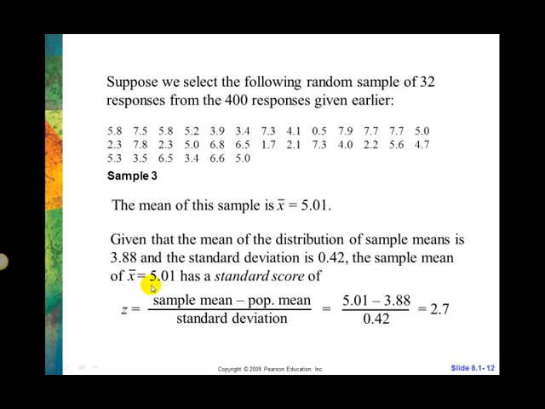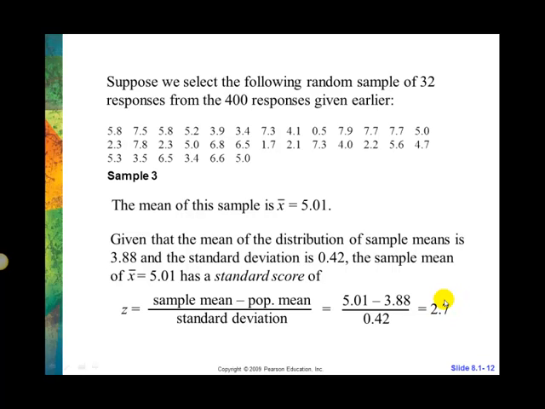Well, remember, to find the z-score, you take your sample mean, subtract off your population mean, and divide by the standard deviation. In this case, we have sample means, so we have the population standard deviation divided by the square root of n. They already took that into account here. When we do that out, we get 2.7.